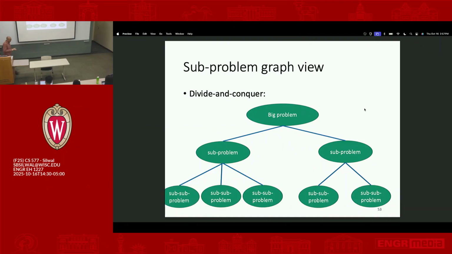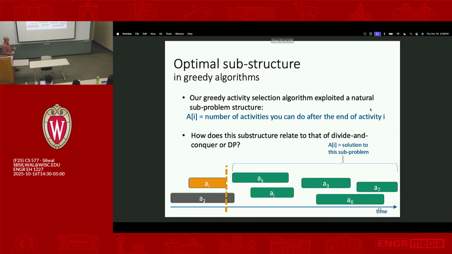So we covered 3 techniques: divide and conquer, dynamic programming, and now greedy. And they all have this subproblem property where, to solve a problem, I'm actually solving a smaller instance of the same problem. Same with this greedy scheduling: the best schedule after some time is, I just run the same algorithm on the subset.